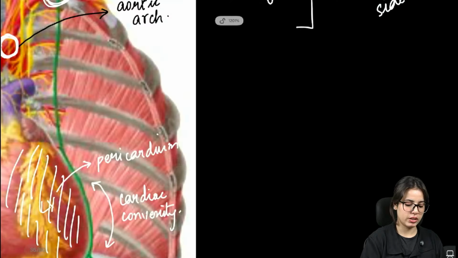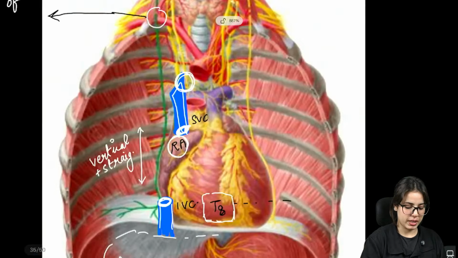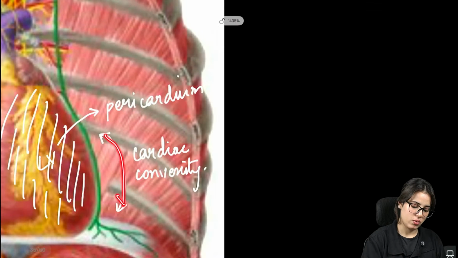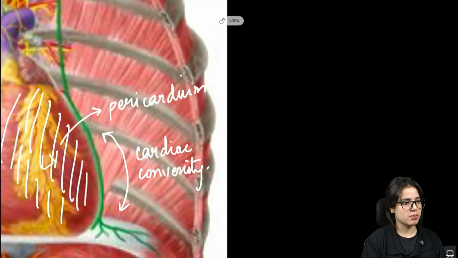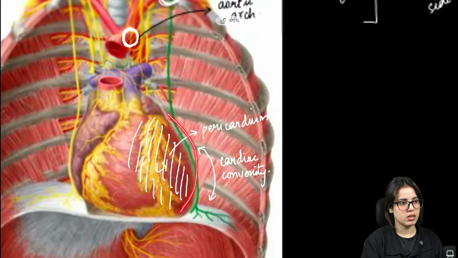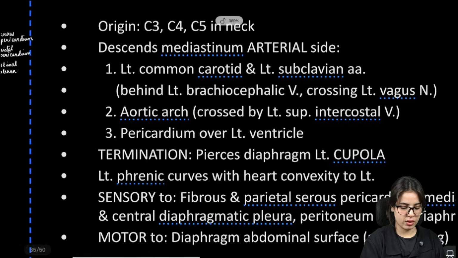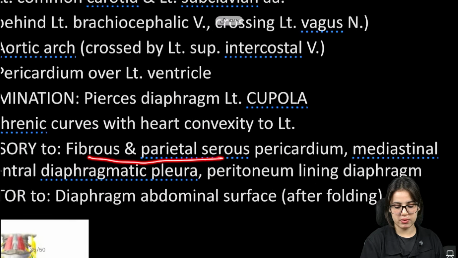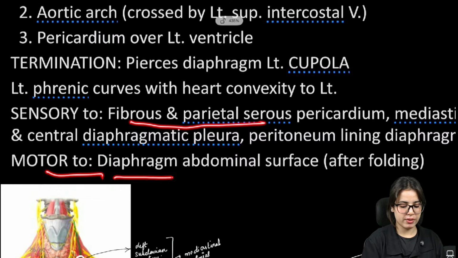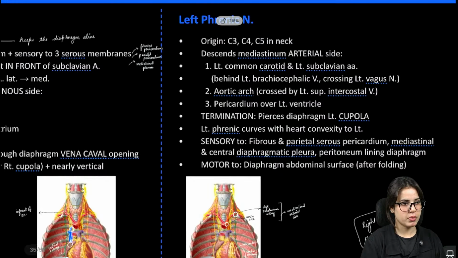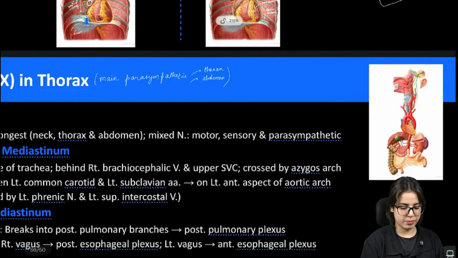Look, this is what they're saying: if there's a comparison, here it's straight, short and vertical, while here it's convex. Why is it convex? Because the left ventricle is more towards the left lung in the mediastinum, right? So the pericardium is also there. Then sensory, it also has sensory fibers to fibrous and parietal serous membranes. We've done this before, right? Motor to diaphragm abdominal surface. Sensory part to 3 serous membranes similarly, and motor part to diaphragm.